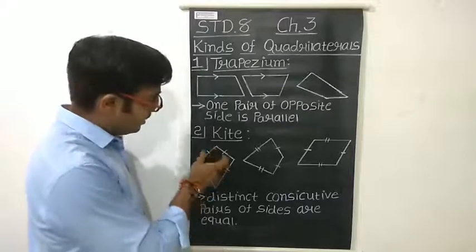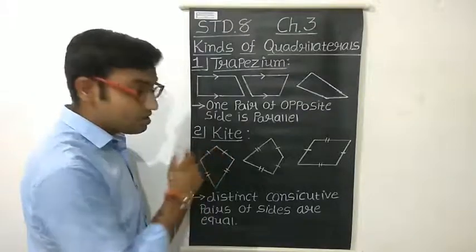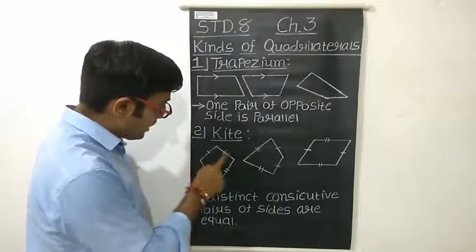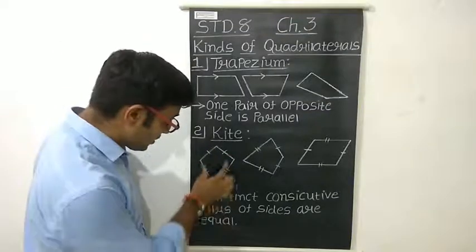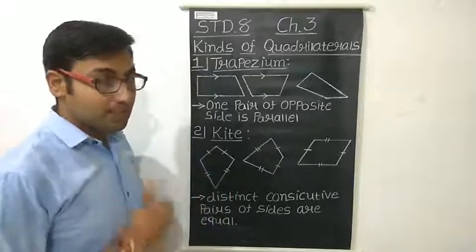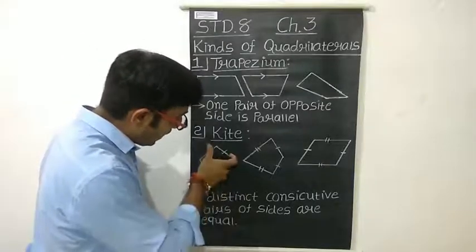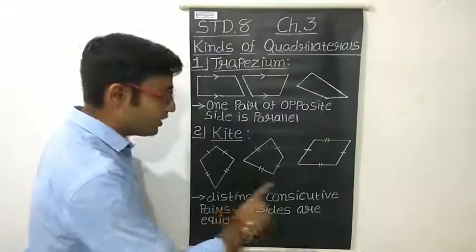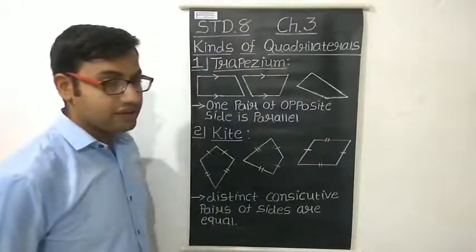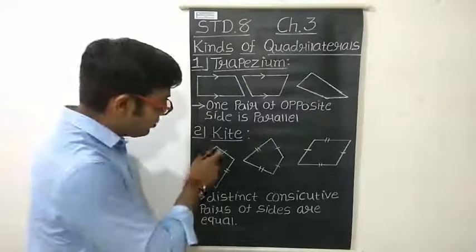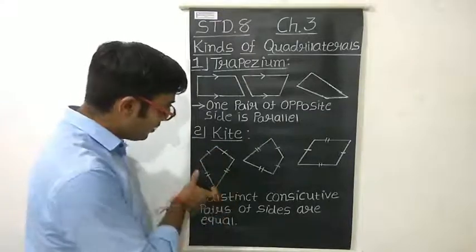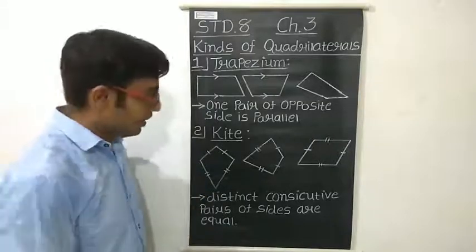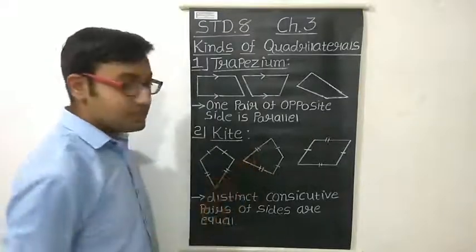Consider this side, then this side and this side, both are called consecutive sides, right? So these consecutive sides are equal and these two consecutive sides are equal. But notice that these two sides are not equal. That is why it says distinct consecutive pairs. Distinct means these two are equal and these two are equal. So this is the property of the kite.